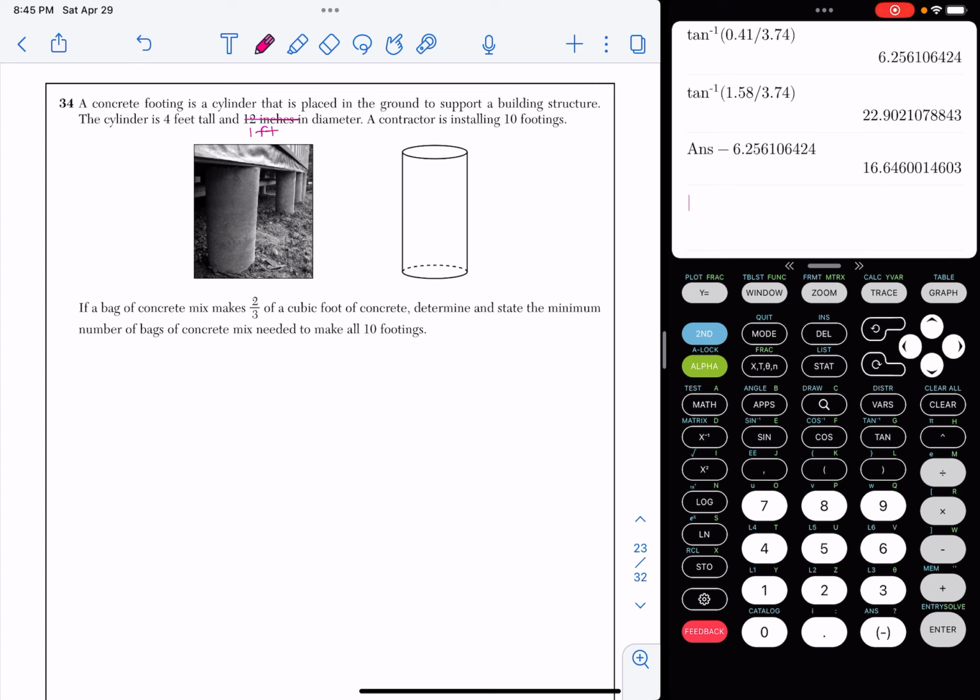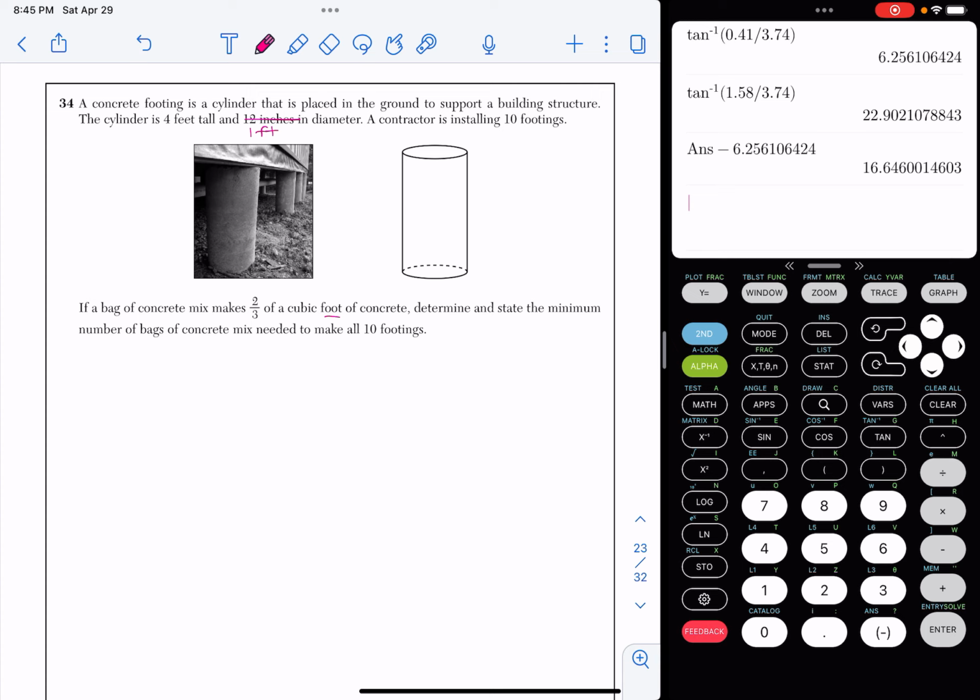If you're saying to yourself, well, how do I know which one to change? Do I change 4 feet to inches, or do I change the 12 inches to feet? I would just glance down at the rest of the problem. I can see here it says if a bag of concrete mix makes 2/3 of a cubic foot of concrete. So I can see an indication that I want my units to be in feet, and that's why I changed the 12 inches to 1 foot. All right, we're going to basically figure out how many bags of concrete are needed to make the footings.